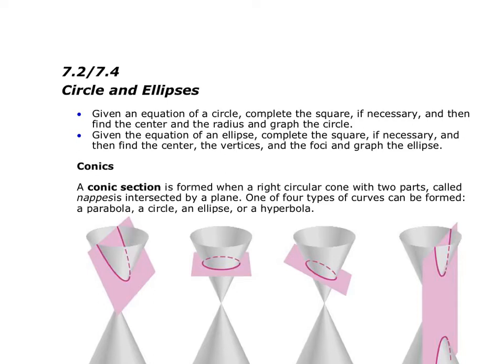Even though our book starts at 7.1, 7.1 just says, hey, we are in the land of conics, which means we are no longer in functions. That's all 7.1 is, done. I combined 7.2 and 7.4 because we are talking about circles and ellipses, and every single circle is an ellipse.